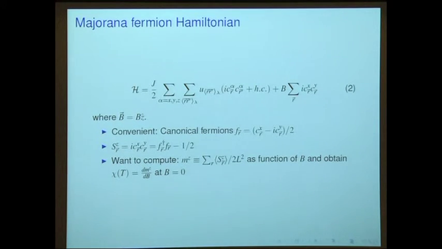This coefficient U is? This is the static gauge field. Anything? It's plus one or minus one, because it's a product of two B's. But any pattern? Yeah, so we have to decide.